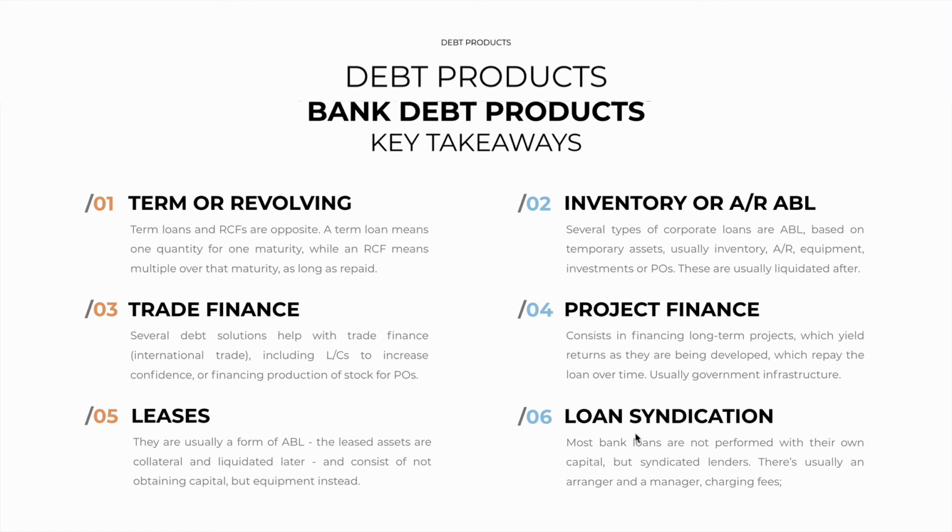And finally, loans are usually syndicated. Most bank loans are not performed with the bank's own capital, but instead by syndicated lenders, which are usually private debt investors. There is usually an arranger and a manager that may be the same or not, and which both charge fees for finding and managing the deal, respectively. So as we see, bank debt products are usually senior, secured, and they always use instruments that are above investment grade. And when they're targeted at corporations, they usually have a specific purpose, such as financing, trade, or inventory, or others.